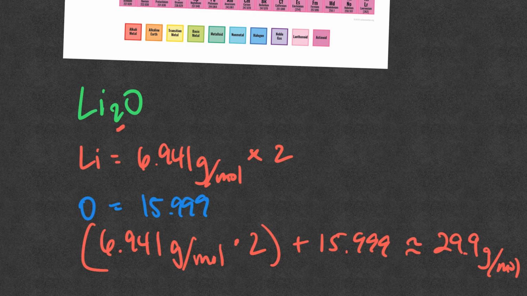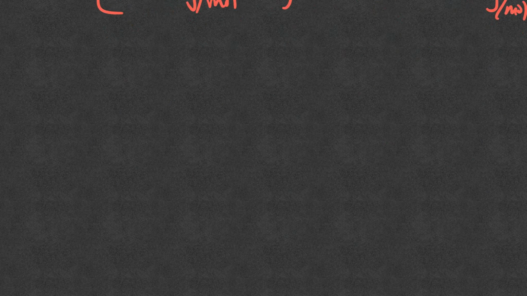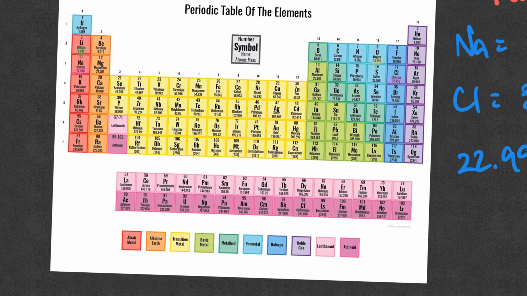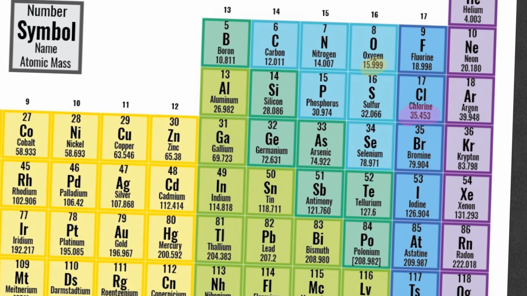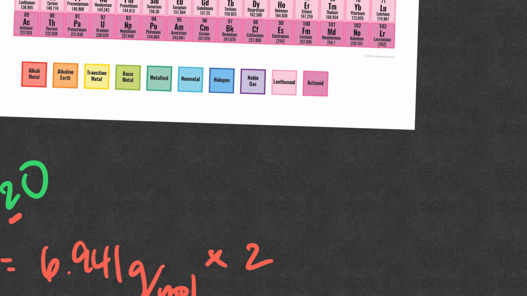Let's look at another example: aluminum oxide. Take note that you have 2 aluminums and 3 oxygens. So you look at your periodic table. Let's zoom into our periodic table here. For aluminum, our molar mass is 26.982. Oxygen is 15.999.